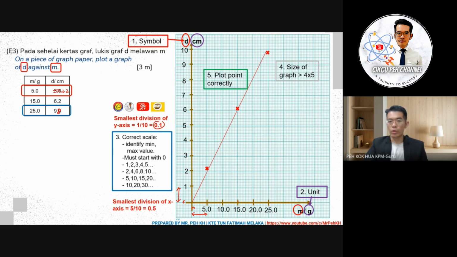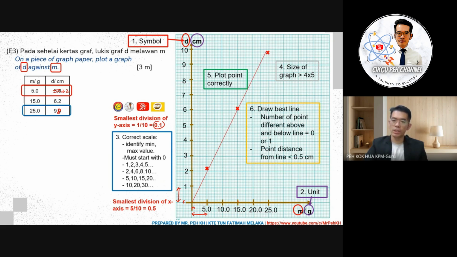Okay, then you have to draw the best-fit line. So what is the best-fit line here? We have 2 requirements. First, the line must be straight, with points at the top and bottom.